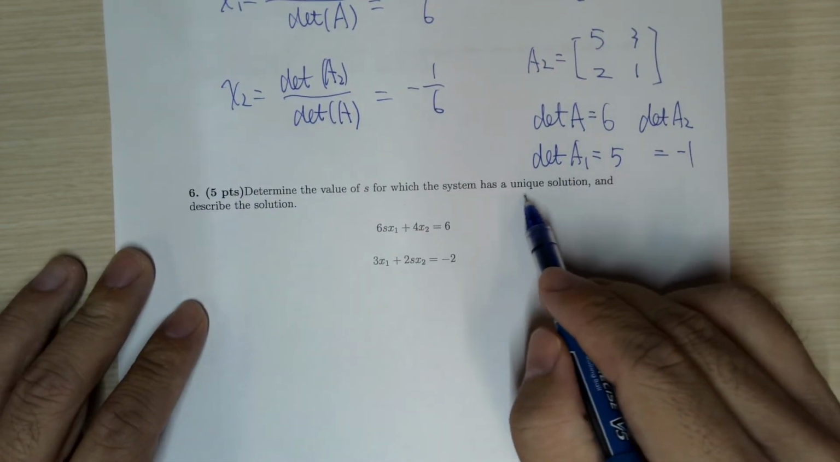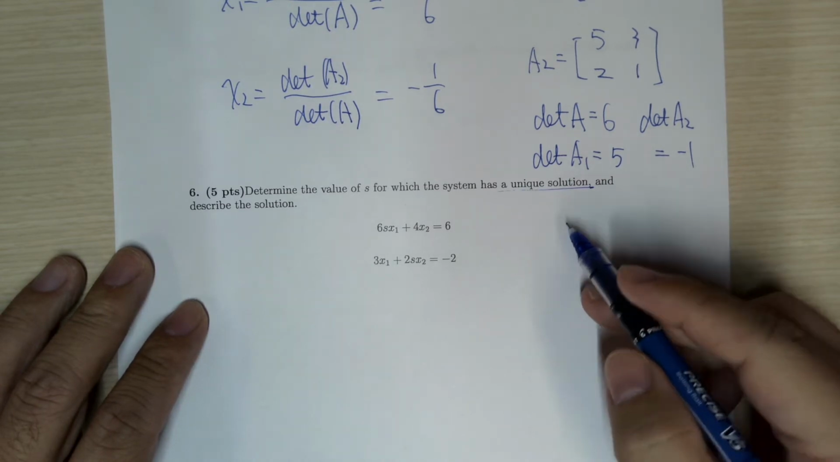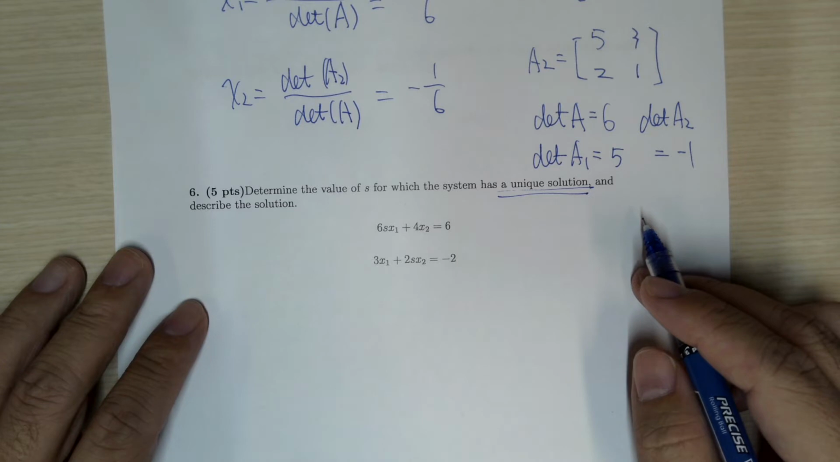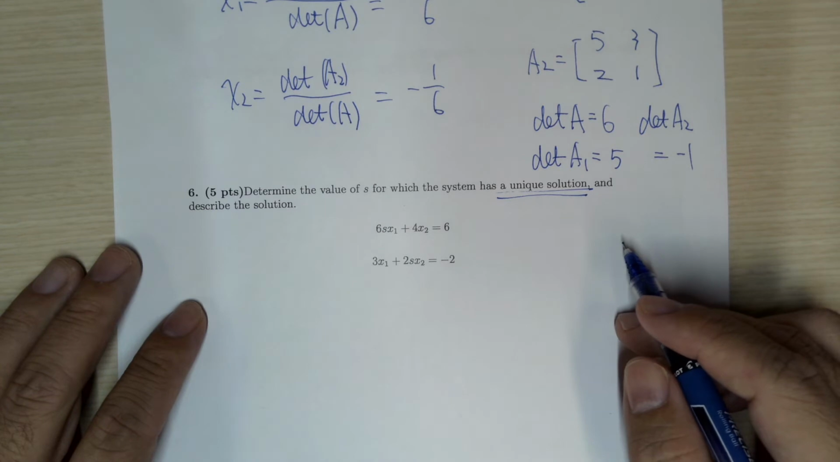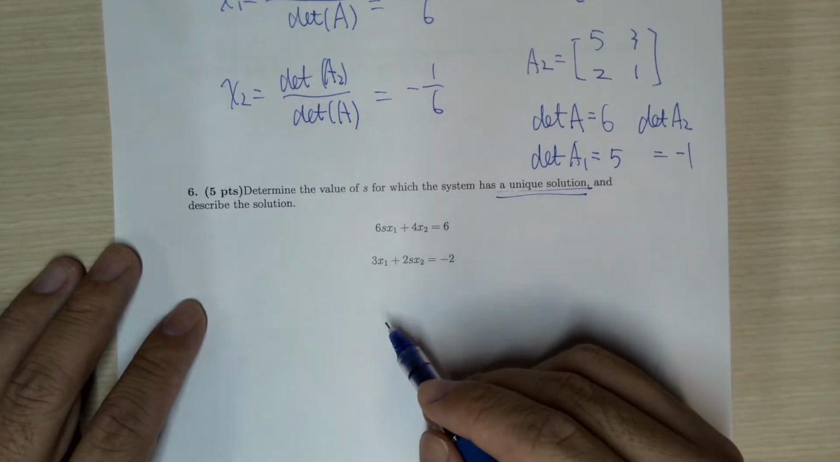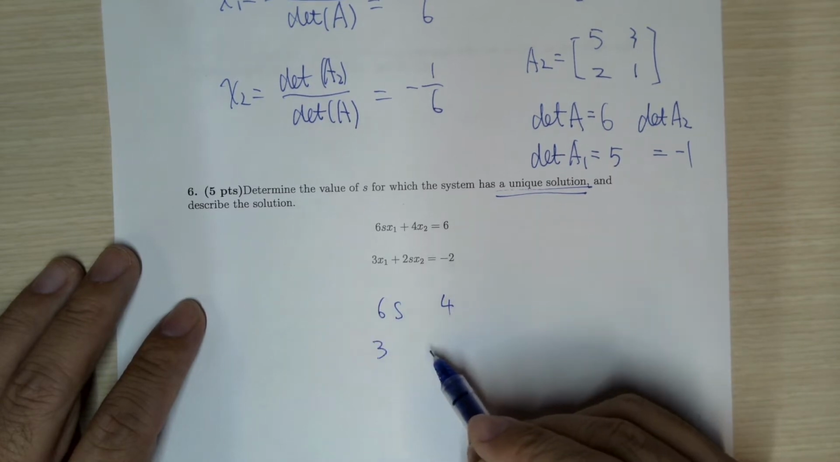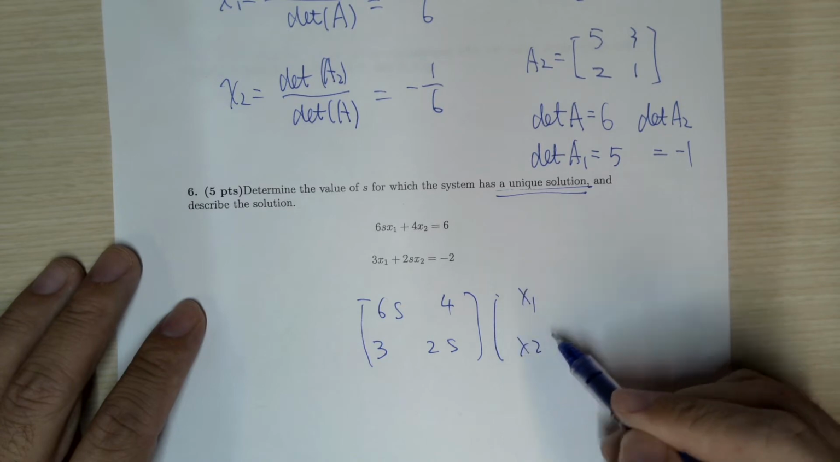Next problem: which values of s give a unique solution? Describe that. To make sure that it has a unique solution, the determinant must not be 0. So the system is 6s, 4, 3, 2s, times x1, x2.